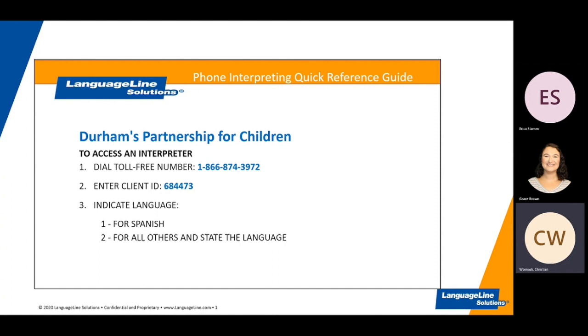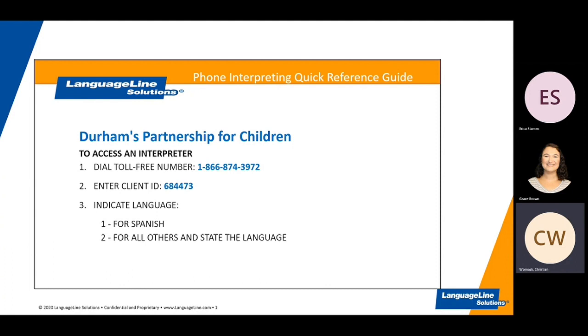684473. This is the 6-digit client ID specifically for Durham's Partnership for Children. This acts as your password to get services. This ties back to all invoicing and reporting, so it is essential that this is entered in correctly. So we want to make sure that you have that noted down and you're comfortable doing that.